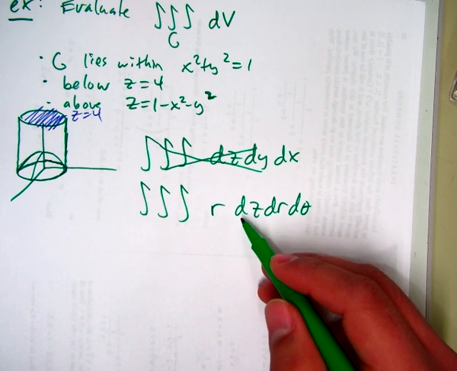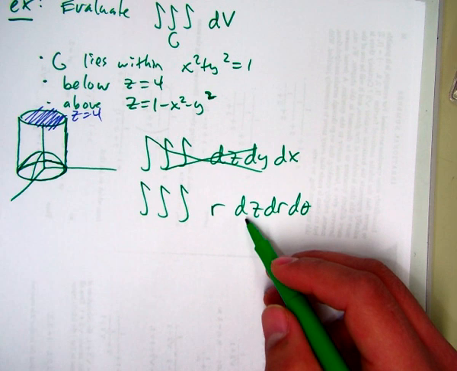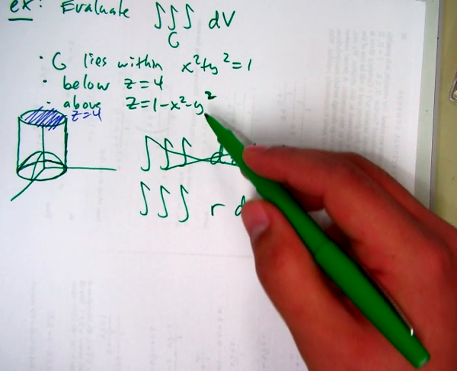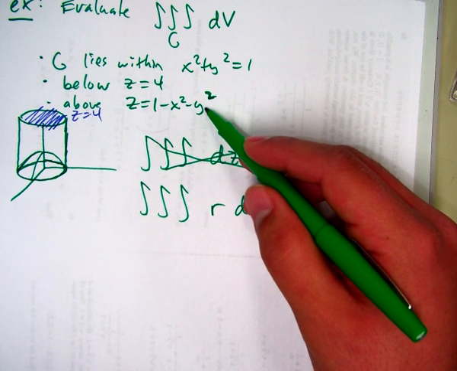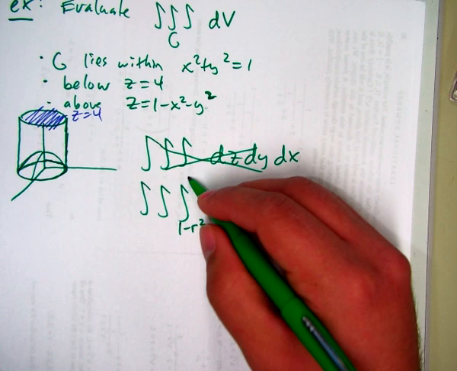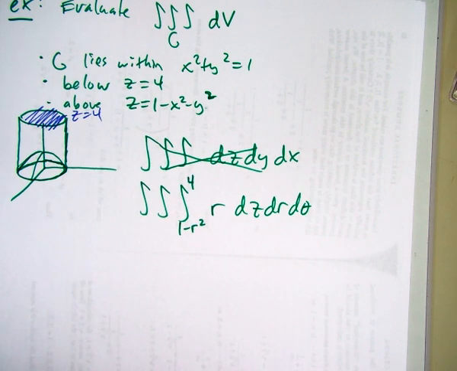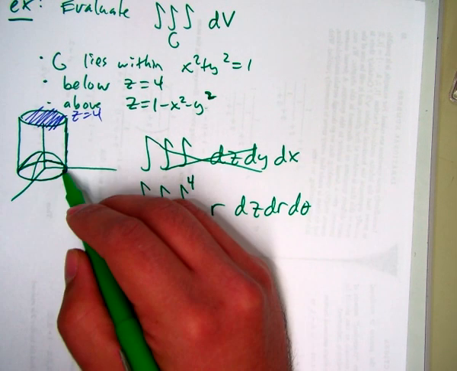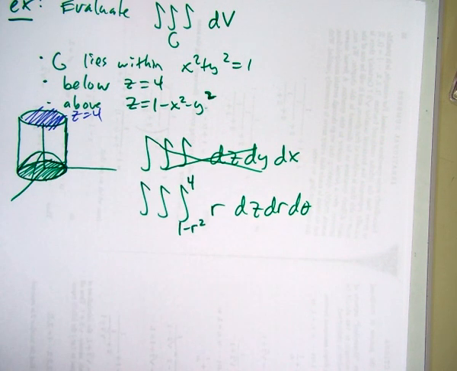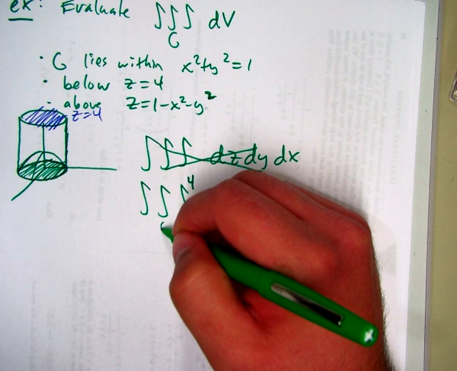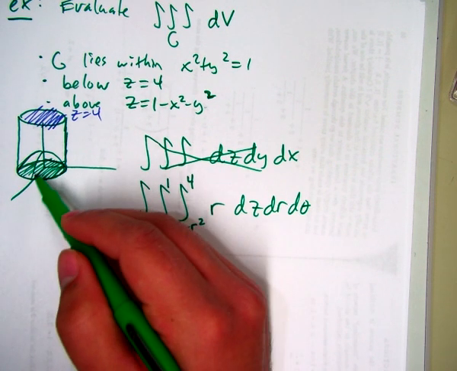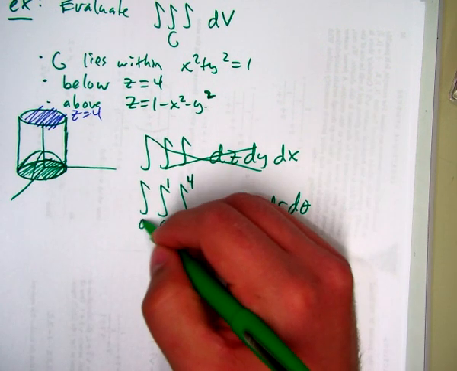Z is going to be a function in terms of r's and thetas, right? Well, what's the lower bound for z? 0 or 1 minus x squared minus y squared, which is really 1 minus r squared, and then z equals 4. R, what circle is this? So from 0 to 1, and then theta goes all the way around, right? So 0 to 2 pi. See, this isn't bad.